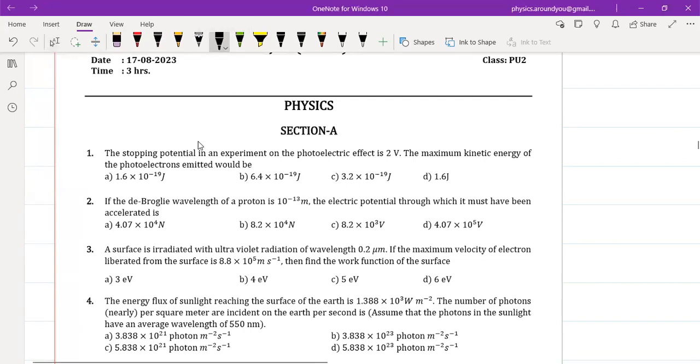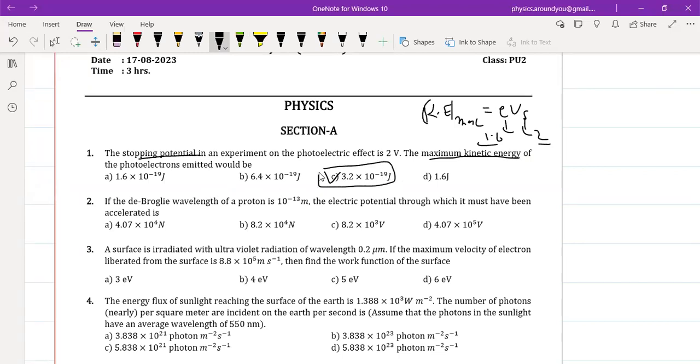Right, we'll begin. The very first question is the relation between maximum kinetic energy and stopping potential. They have given the stopping potential. How do you find maximum kinetic energy? Well, we know maximum kinetic energy has to do with simply eV_s, right? So in all these options, whichever gives you 2 times 1.6 into 10 power minus 19. 1.6 into 2 is 3.2. The only option which says 3.2 is option C, hence option C should be correct. One relation: kinetic energy is eV_s.